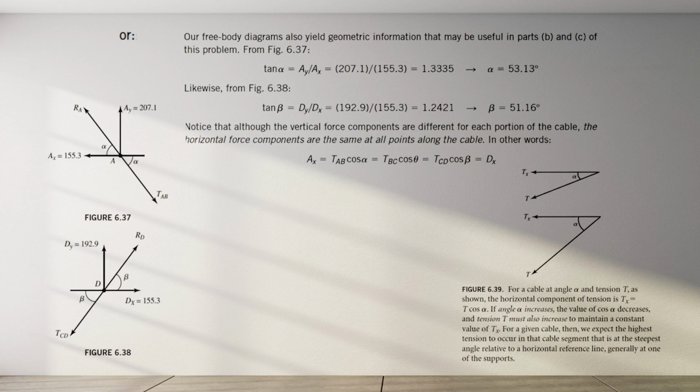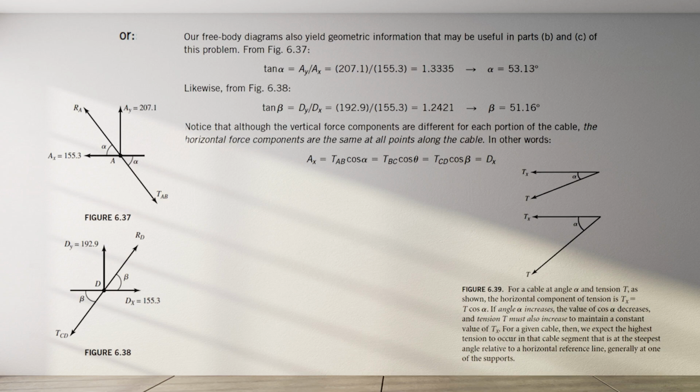From figure 6.37, tangent alpha equals AY divided by AX equals 207.1 divided by 155.3 equals 1.3335 with an alpha angle of 53.13 degrees. Likewise, from figure 6.38, tangent beta equals DY divided by DX equals 192.9 divided by 155.3 equals 1.2421 with a beta angle of 51.16 degrees.